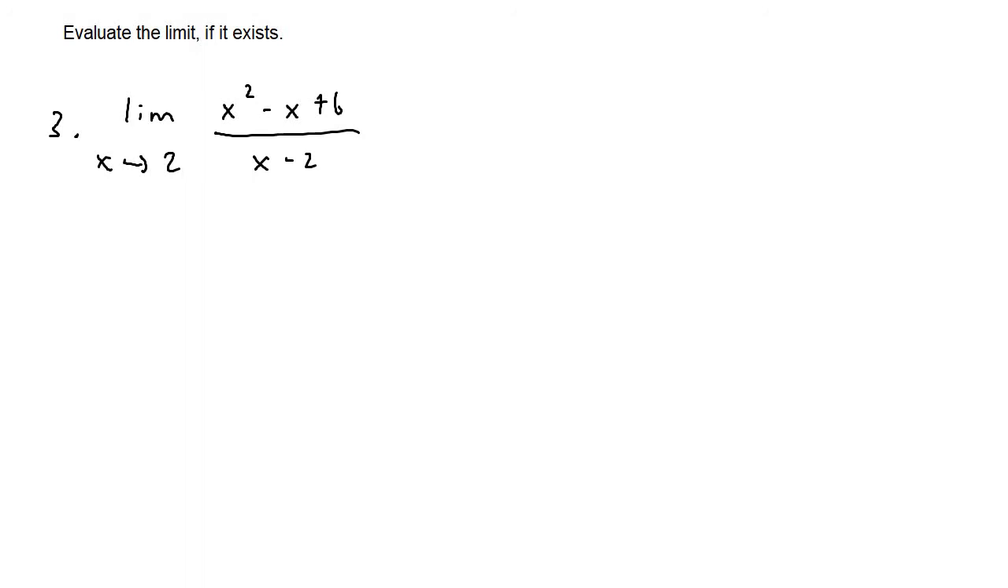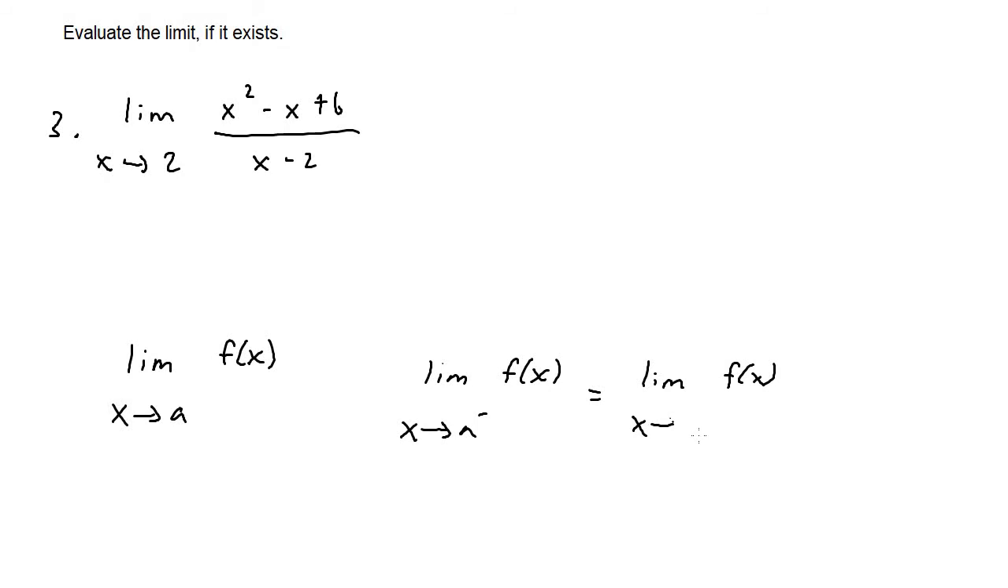Well, remember that for the limit, let's just call it f of x, for the limit of a function f of x to actually exist as x approaches some value a, the limit of f of x as x approaches a from the left-hand side must be equal to the limit of f of x as x approaches a from the right-hand side. So in other words, the left-hand and right-hand limits must be the same in order for the actual limit to exist.